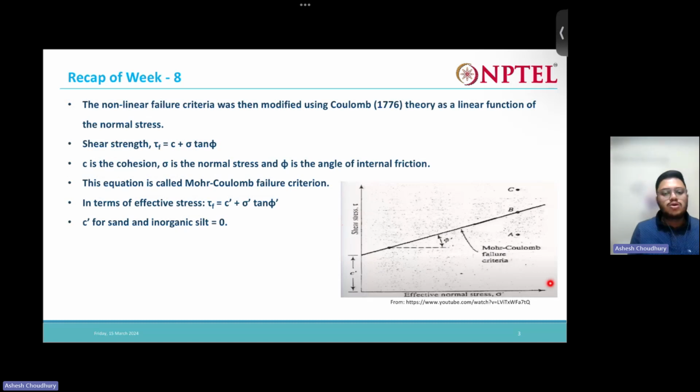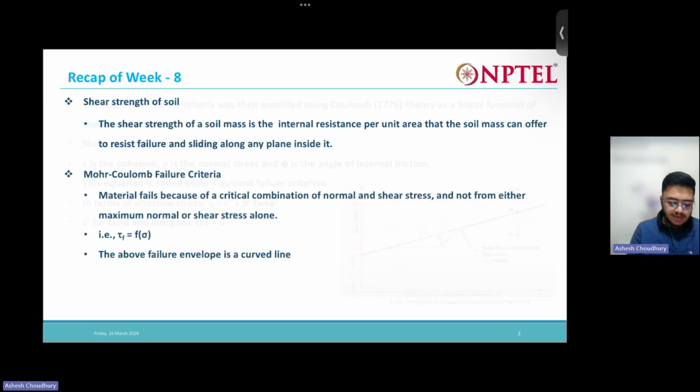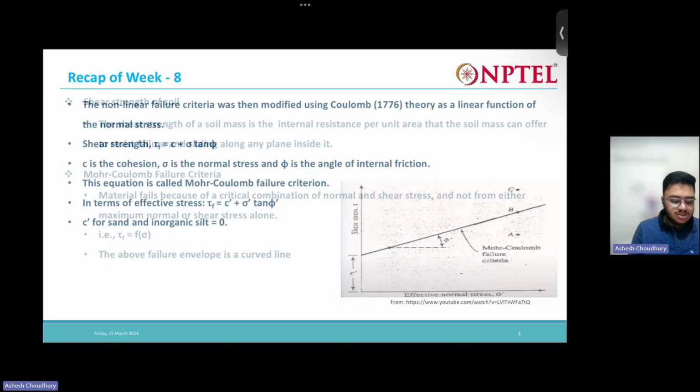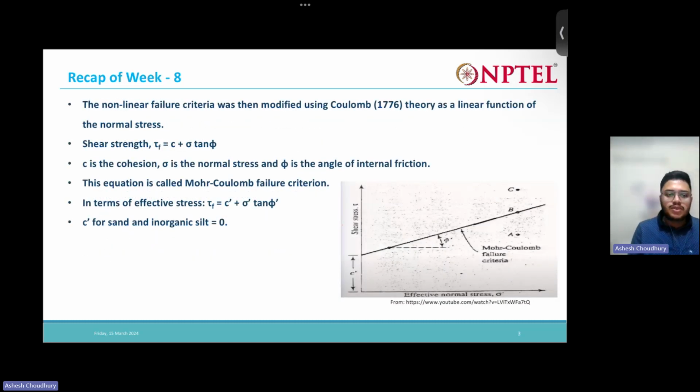This failure envelope is generally seen to be a curved line, a little bit curved. This non-linear failure criterion was then modified using Coulomb's theory. It was idealized as a linear function of normal stress.